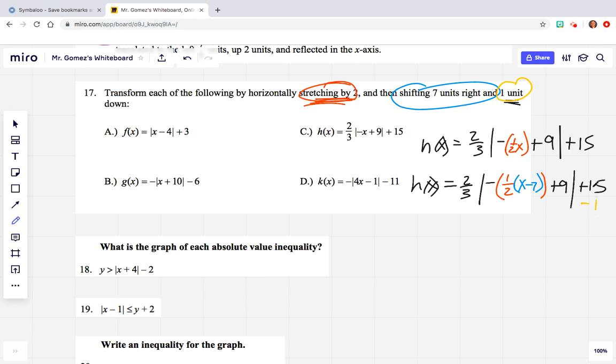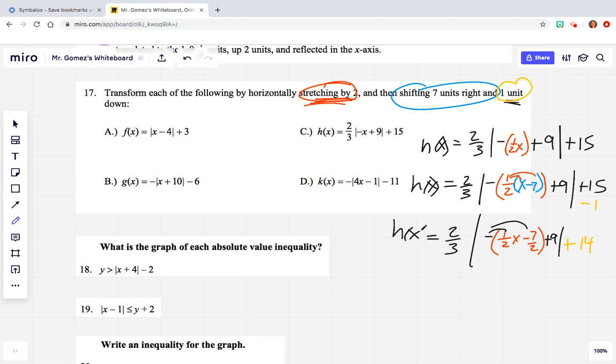The 1 unit down is going to subtract from this 15, so it becomes basically plus 14. And then everything else just simplifies. So this 1/2 can distribute first. So it's going to be like 1/2 x minus 7 halves. And then you can distribute that negative on both of these terms because you still have this inside of the absolute value sign. This is 2/3.